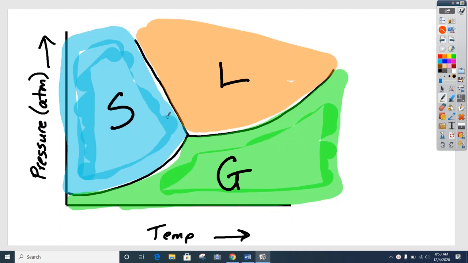Okay, the first one is going to be this point right here on the graph, which is the intersection of your solid, liquid, and gas. That is called the triple point. And it's called the triple point because that is the temperature and pressure at which all three states of matter exist simultaneously. You will see the substance in the solid, the liquid, and the gaseous state of matter all at one time. And that is really hard to do.